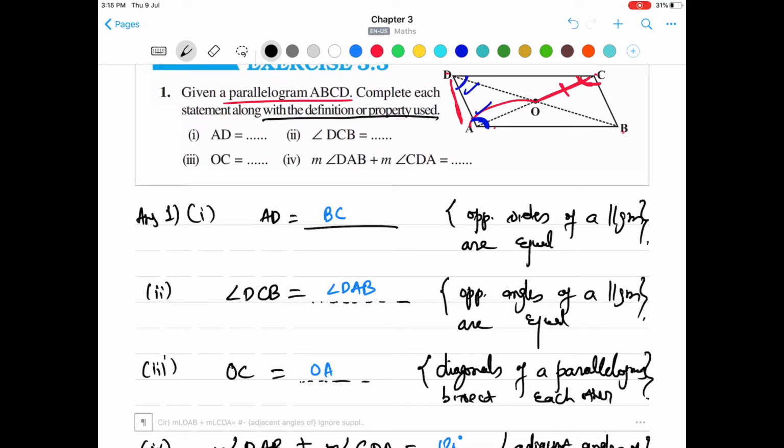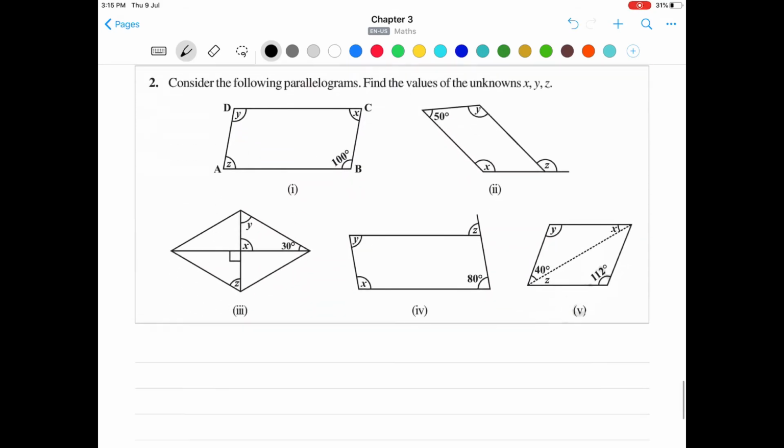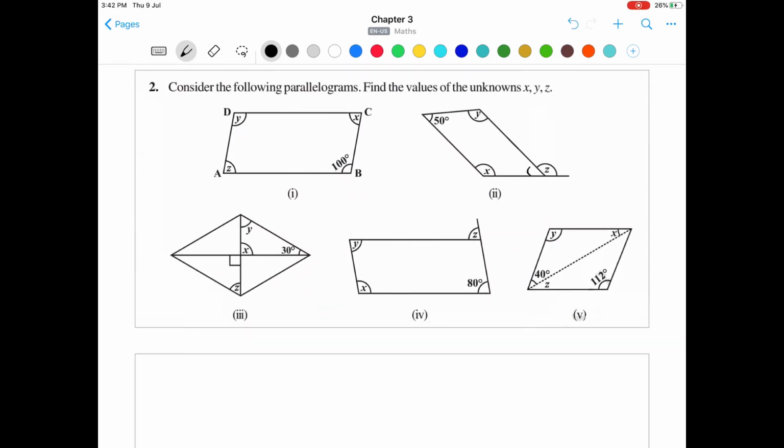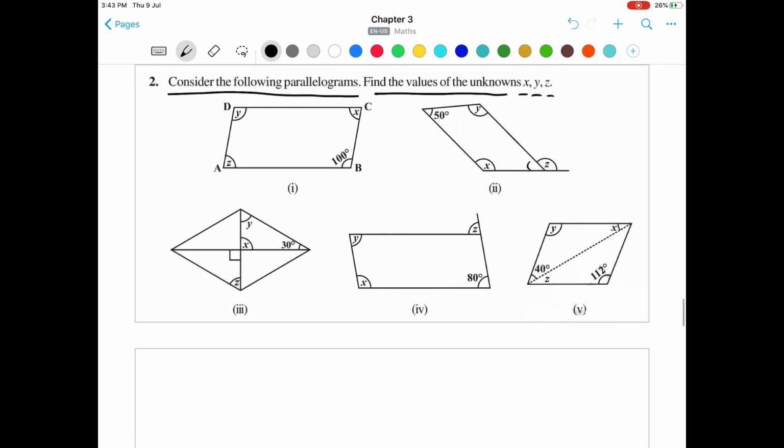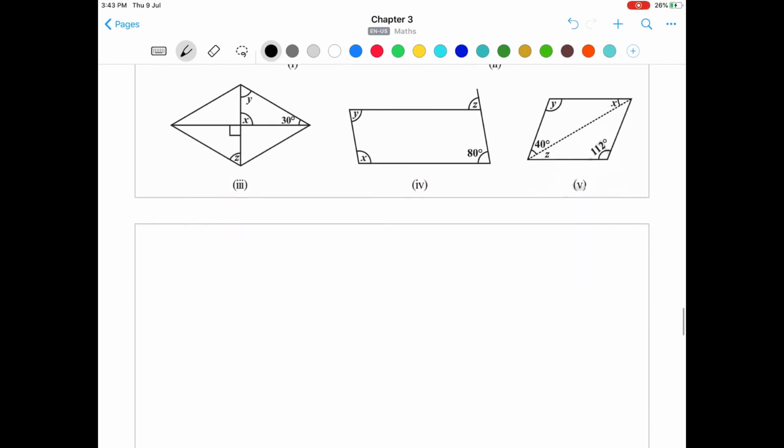Fill in the blanks. Now moving to the next question. Question number 2 is, consider the following parallelograms, find the values of the unknowns x, y and z. We are given a total of 5 figures. We have to find the values of x, y, z in each of them. So we'll start with the first one. Let's try answer number 2.